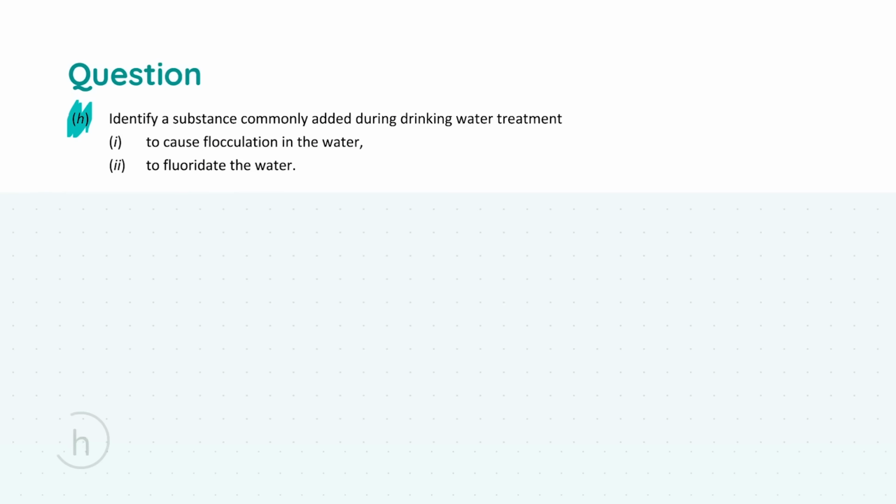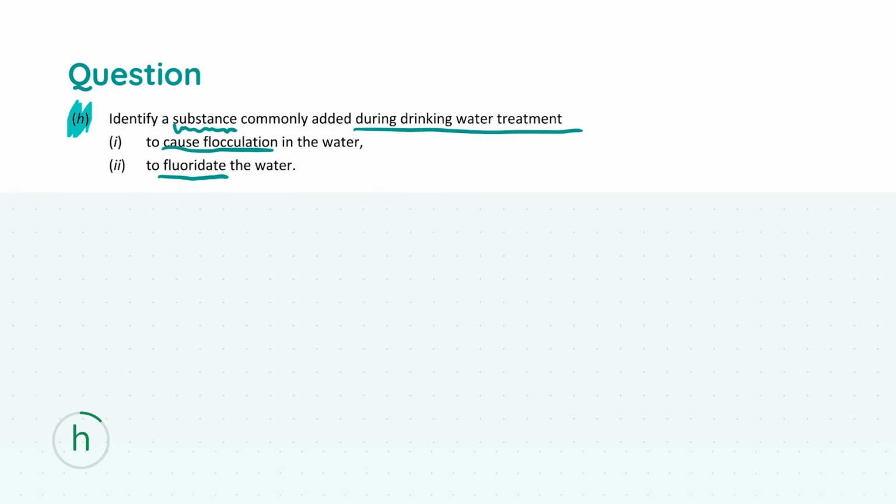Moving on to part H, here we are asked to identify a substance commonly added during drinking water treatment, and we have a part I and part II. So in this case, the first, we're looking for a substance that's being added that's going to cause flocculation in the water. And then the second one is to fluoridate the water. In either instance, we're just looking for a substance that can be added. And this is a nice and handy question because they're nice and short answers, they're just substances.